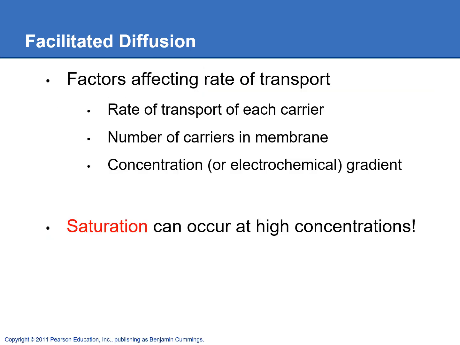There are a number of factors that affect the rate of facilitated diffusion. Each carrier protein just has a specific speed that it works, and some work faster than others. Also, the number of carrier proteins in the membrane is important, and then the size of the concentration gradient. And the thing that's really important to note about facilitated diffusion is that saturation can occur when you get a high concentration gradient.